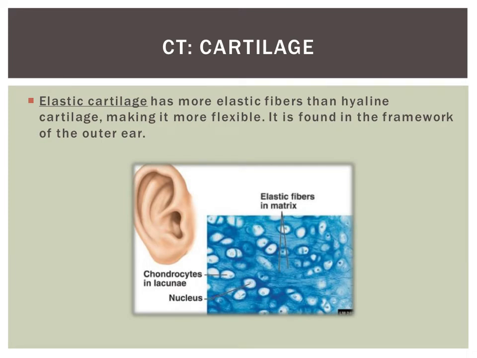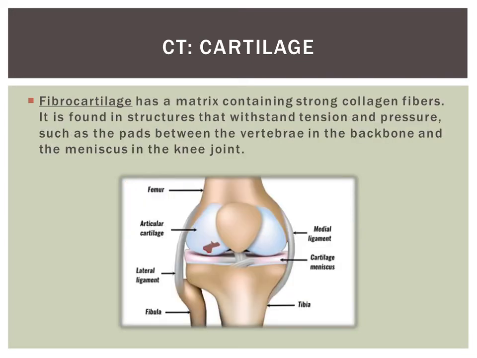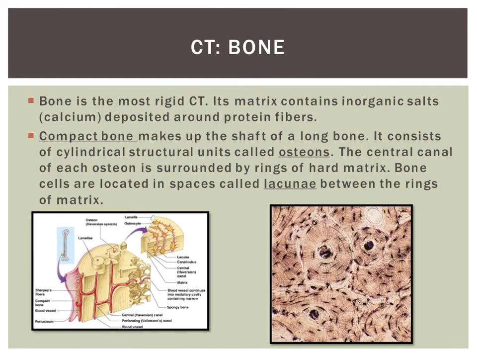Elastic cartilage, as the name implies, will have more elastic fibers, and it's much more flexible. So this is found in the framework of the outer ear, for example. And the last type of cartilage is fibrocartilage. It has strong collagen fibers. It is found in places that are going to have a lot of tension, a lot of friction, a lot of pressure, such as the pads between the vertebrae and the backbone, and also the meniscus in the knee joint.